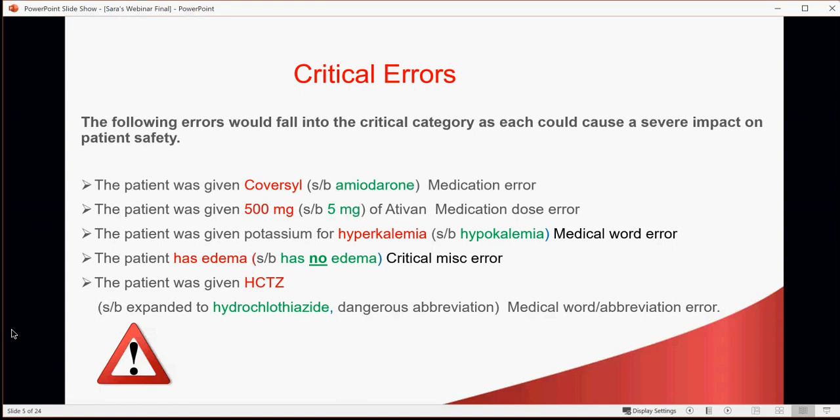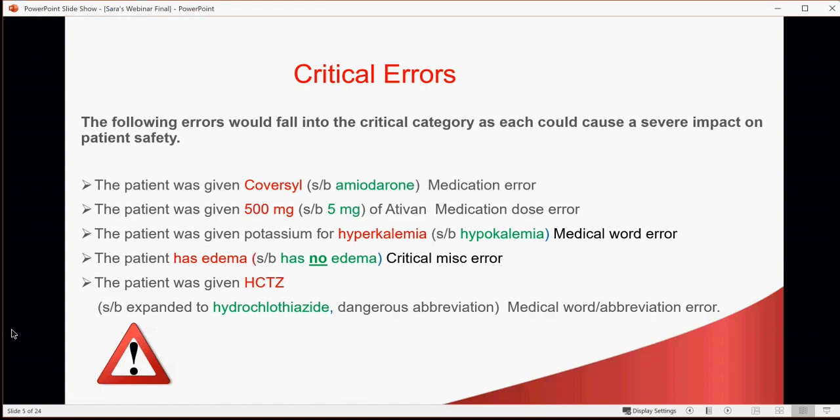The patient has edema. This should be no edema. Critical miscellaneous error for this is an omitted dictation. If the patient has edema, the patient will be treated for edema. Edema can also give us a clue to other conditions or diseases that the patient may have. If the patient has no edema, the opposite, then of course they would not be treated for edema. Again, a critical miscellaneous error for that omitted word no.